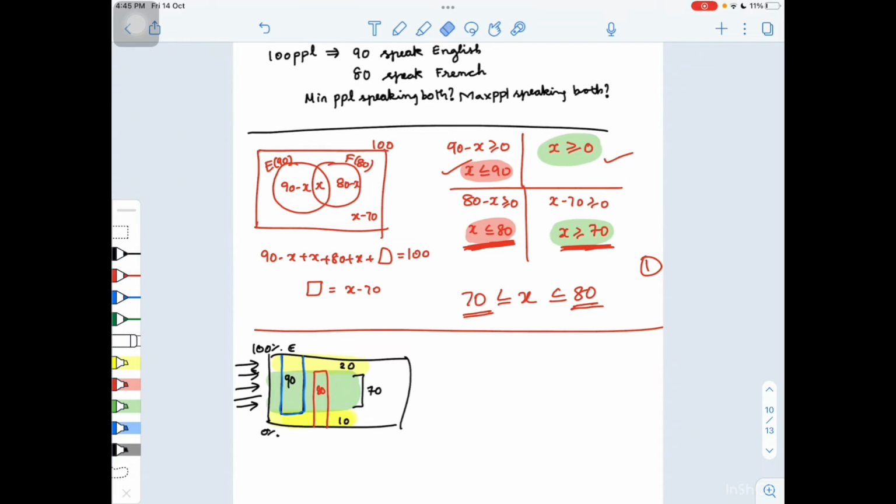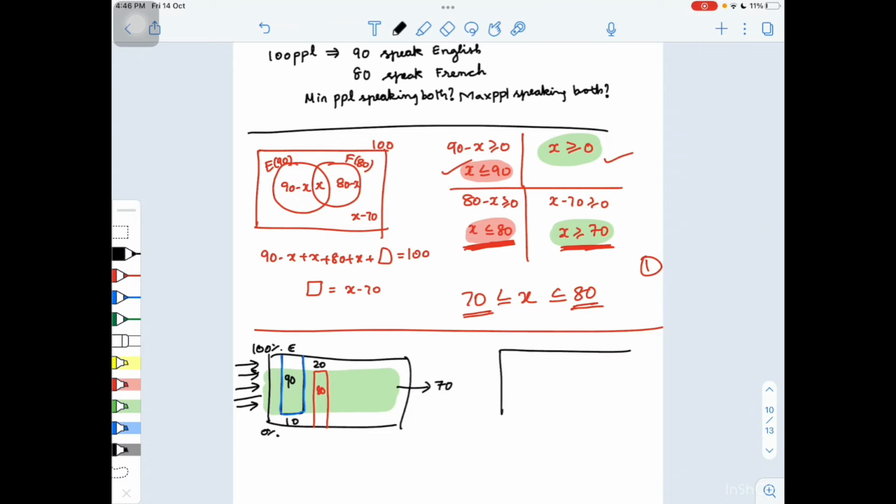Let's say if you are finding it difficult to understand how the 70 came into picture, let's do it in a slightly different method. If this is 80, then this has to be 20, and if this is 90, this has to be 10. The overlap that I am looking at is this green color overlap. This green color overlap does not include 20 on the top side and 10 on the bottom side, which means this green color overlap is 70. So this is the minimum overlap that is possible.